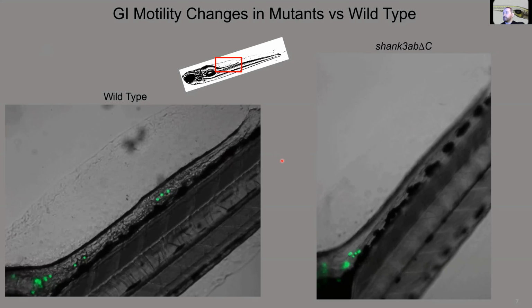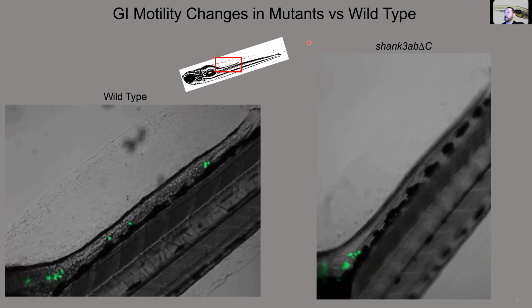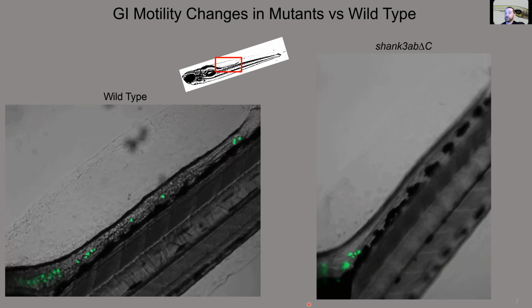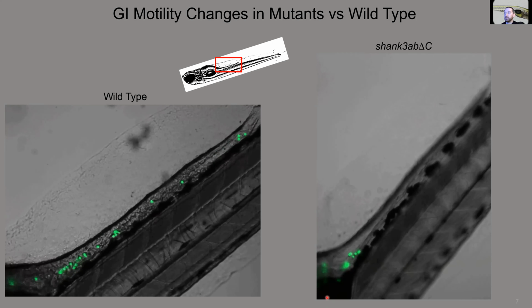On the right, you have an example of a shank 3 fish. I unfortunately don't have any videos of a SynGAP fish, but what you see is a drastic reduction in the rate at which these beads are moving through the digestive tract.